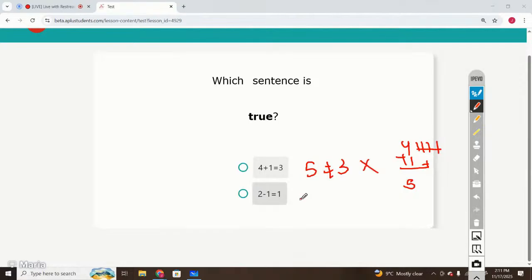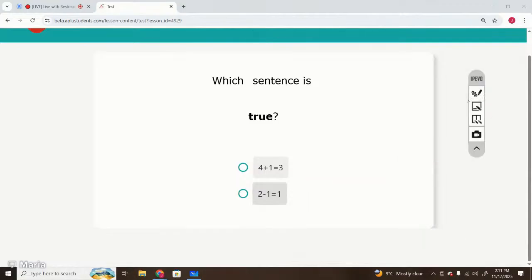Now go with the second one. 2 minus 1. Make 2 lines, remove one of them, and we are left with only one line. So 1 is equal to 1. Yes, it is. So both sides are exactly equal. Got it? So the correct option is option number 2. That is 2 minus 1 equals 1.